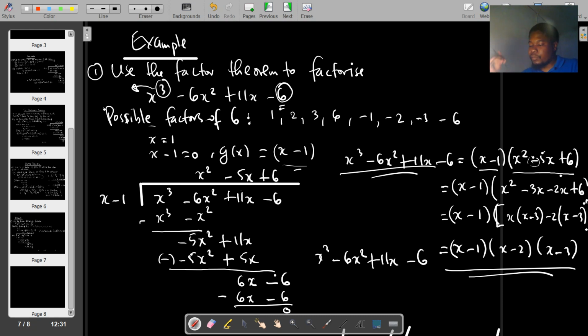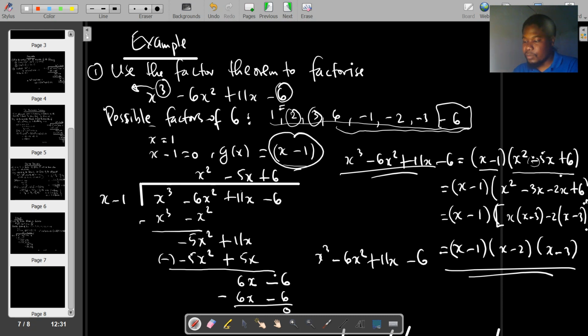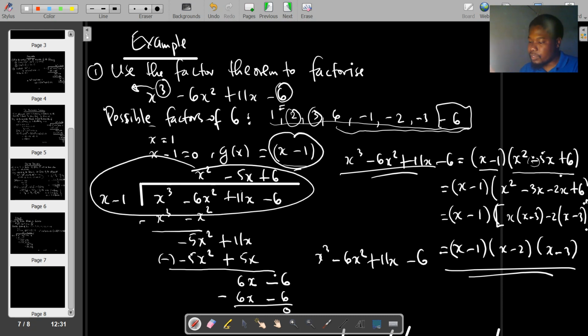If you don't want to go through the trial and error process, where we are simply trying all these numbers, we never found that 2 and 3 were factors. It means we'll have to try all these up to negative 6. But the easiest way is to just find one factor. Once you find one factor, employ long division. From the long division, factorize what you get as a quotient. It will give you all the factors. I hope that makes sense. That's how you do it.